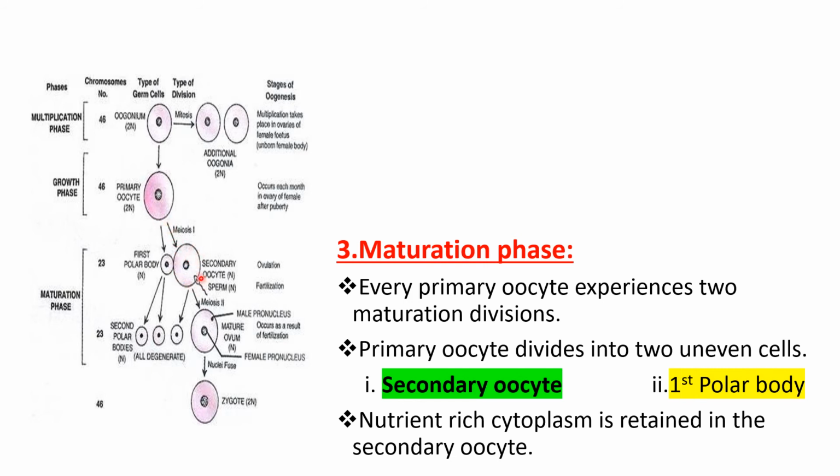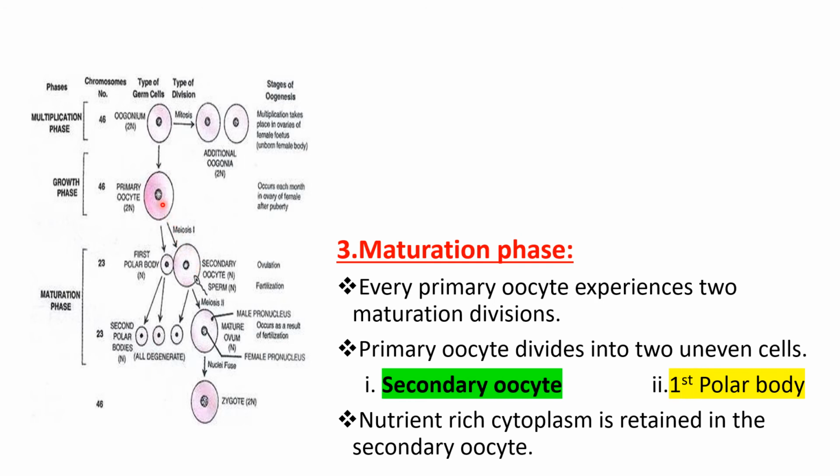This is the large cell. This is the small size. This large cell is called secondary oocyte. This small cell is called first polar body. So if we see the condition of the secondary oocyte, it is in haploid condition. I mean it has only one set of chromosomes.